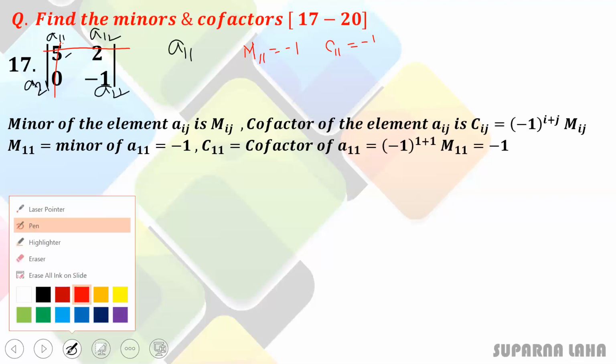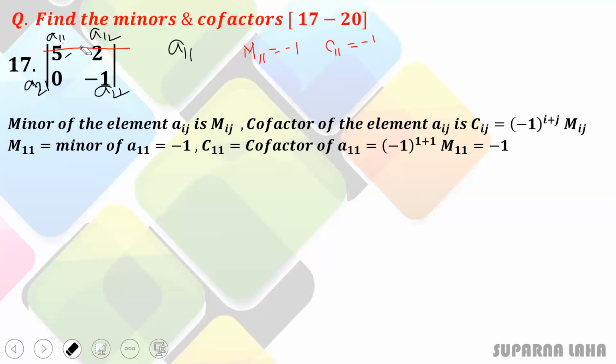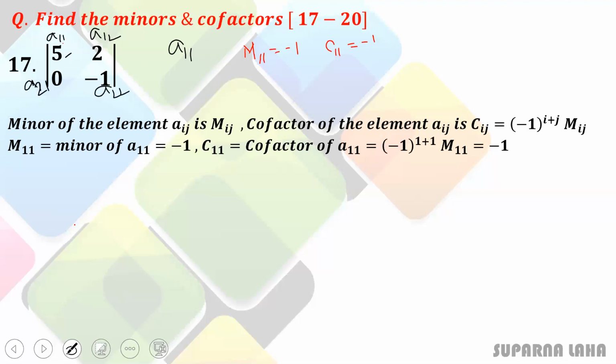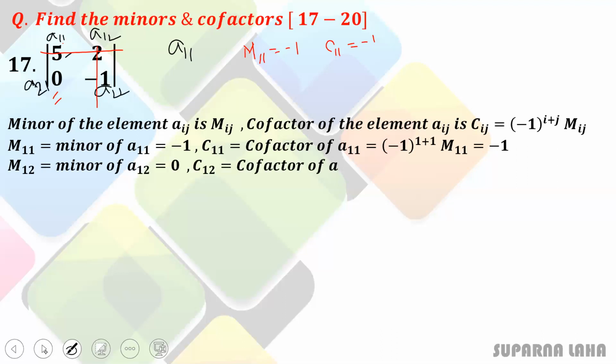Clear? So now moving to the next element. Next is A12. For A12, remove this first row and the second column. So the remaining element is 0. That means the minor is 0 and the cofactor is given by minus 1 whole to the power 2 plus 1, that is 3, into 0. That means 0 only.